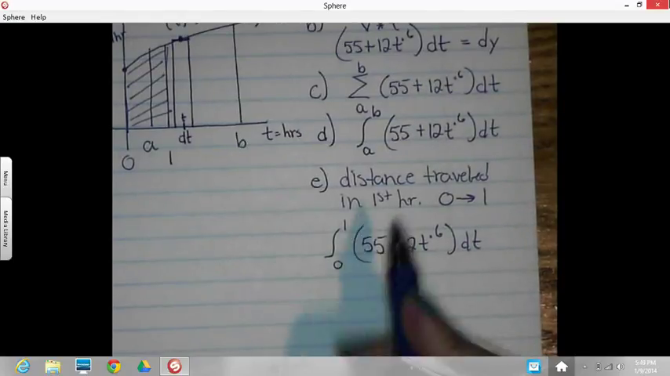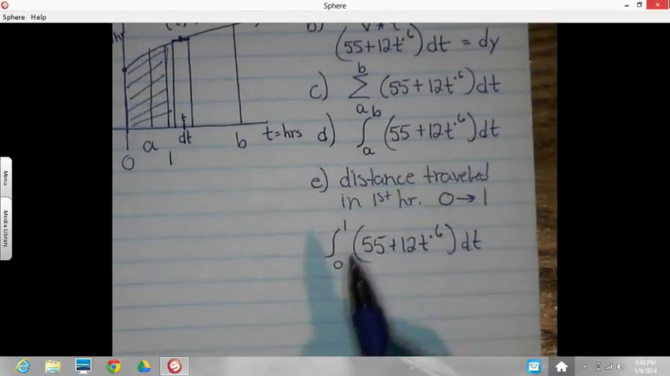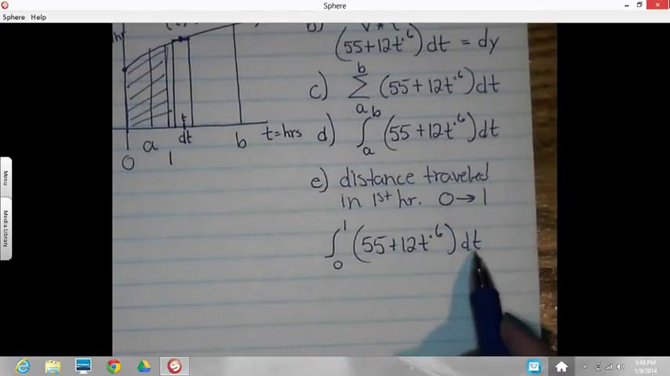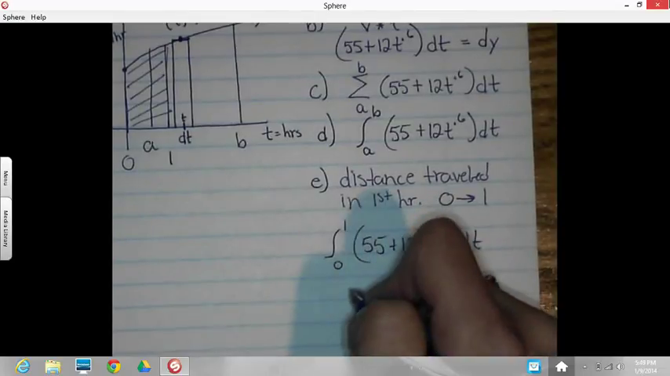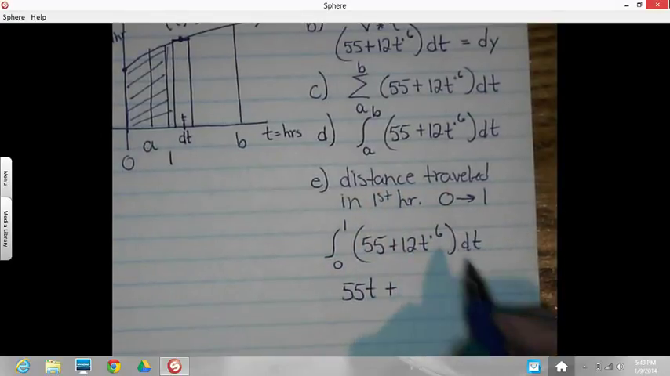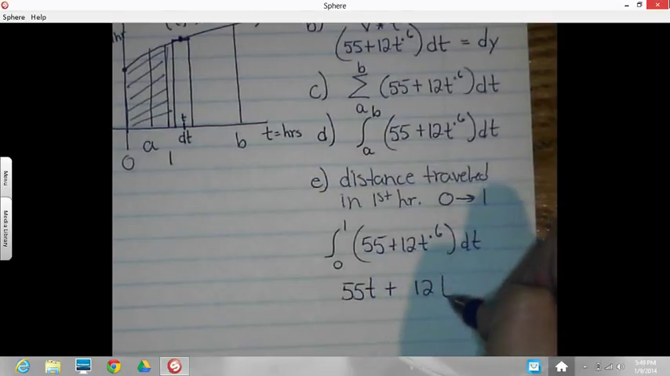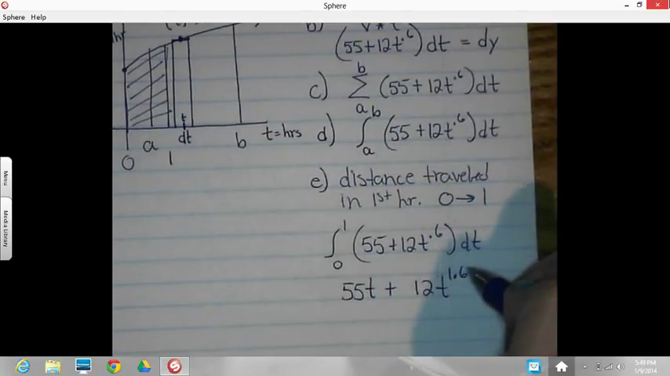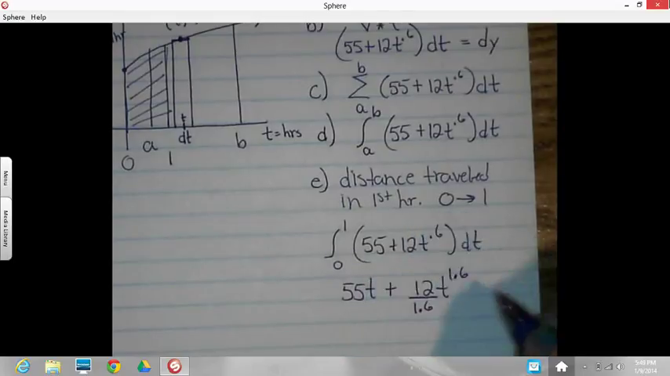So doing the integrating, remember there's no power here other than a 1, so throw away the parentheses, do each term separate, and it's in terms of t's instead of x's. So this goes to 55t. Here, the 12 is a multiplier, I carry it. I'm going to add 1 to this exponent, and then multiply by its reciprocal, which is 1 over 1.6. We'll just divide this by 1.6. And then I'm going to evaluate this thing from 0 to 1.